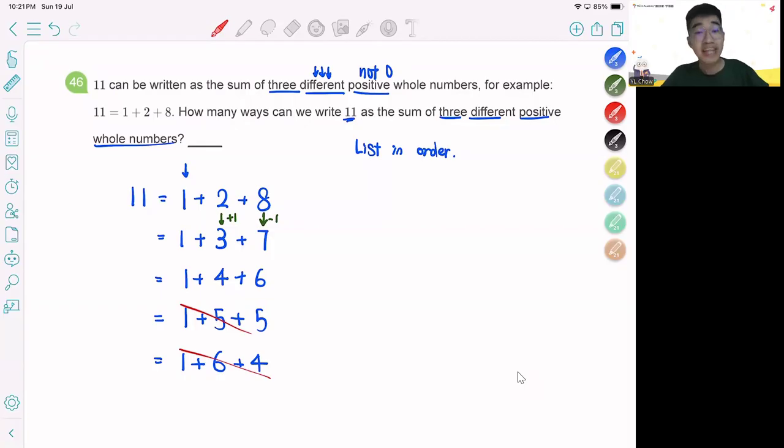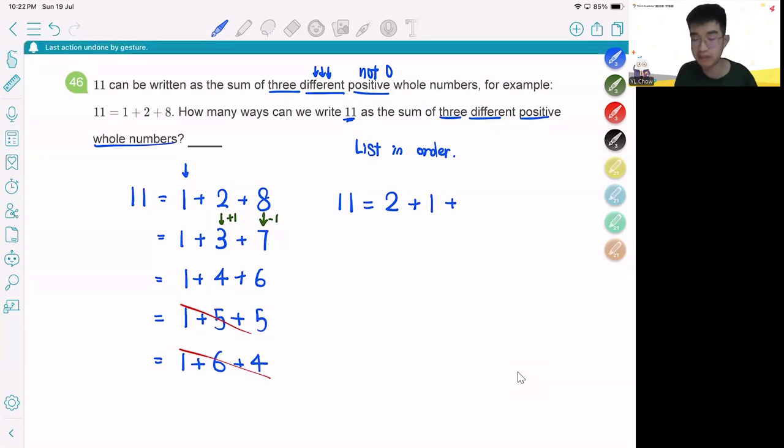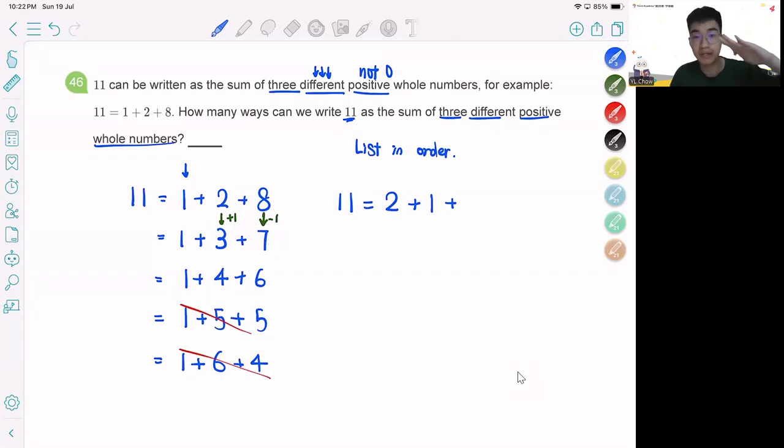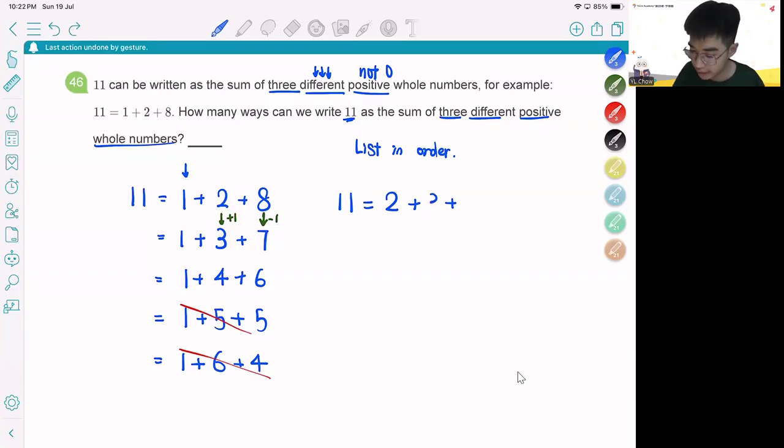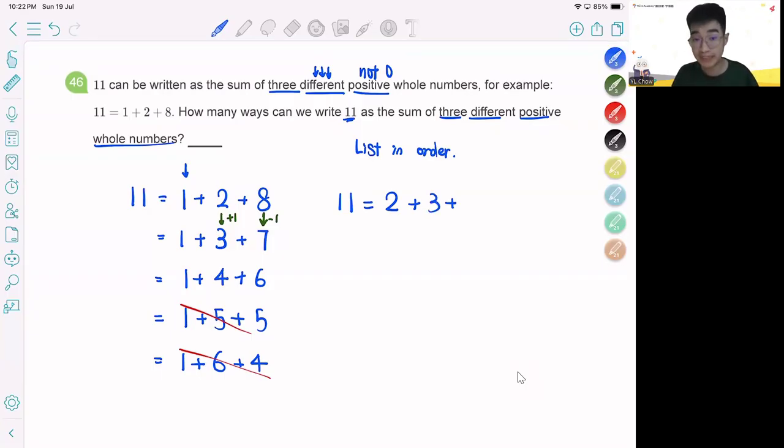All right. Now, you might want to stop here, but please take note, the smallest number may not even be 1. It could be 2, for example. So let's consider what happens if I have 2 plus something plus something. Now, because the numbers have to be different, I cannot choose 2 again. And of course, I cannot choose 1 again. I need to list in order, ascendingly, small to big. So the smallest number that I can consider from is 3. 2 plus 3 plus 6 is 11. That's correct. So you see, I found another way.